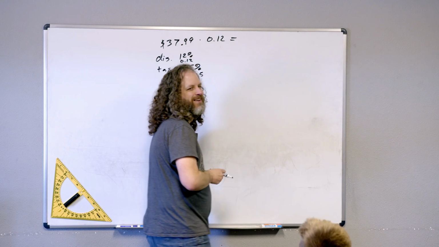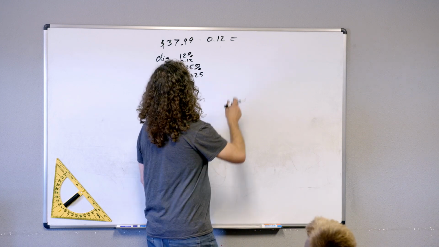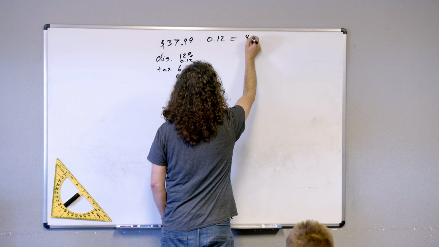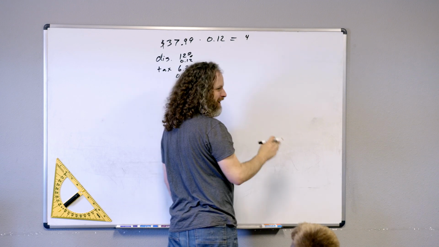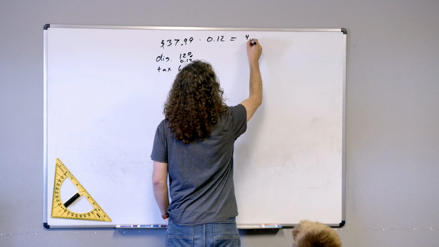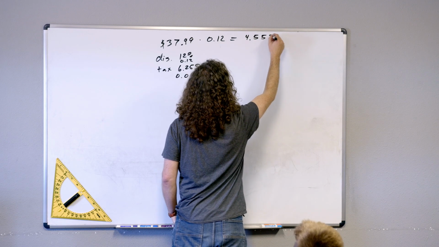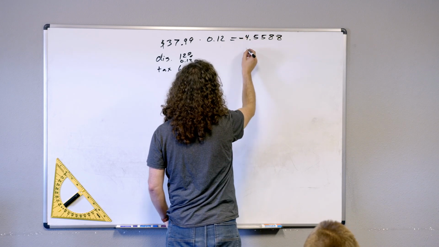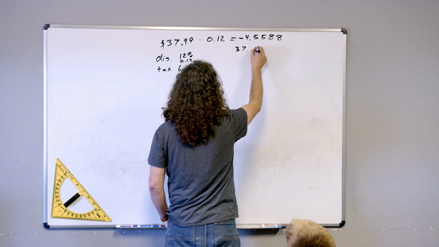What number did we get? 4.55... He started, let him finish. 4.5588. Sounds like a radio station. And we're subtracting that from 37.99.